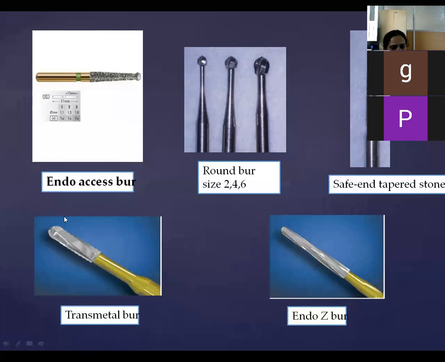This is a transmetal burr. Whenever you want to make the access cavity preparation through the metal or through the crown, see, many times we make an access cavity through the crown. In that case, you have to use the transmetal burr. You have to cut the metal, which will cause friction and more heat generation, so you have to use the transmetal burr. Endo Z burr is a carbide burr. It is also used for access cavity preparation, for finishing the external wall and finishing the walls of the pulp chamber.